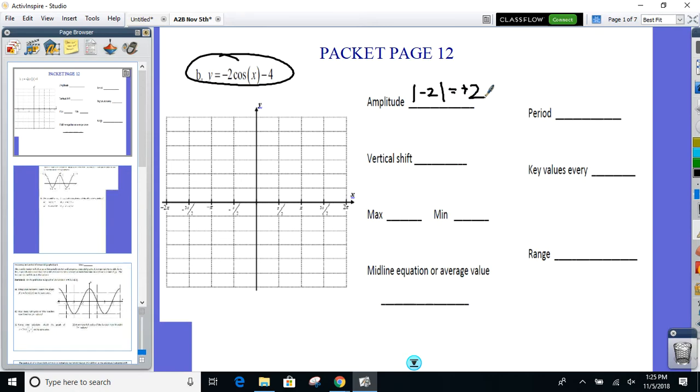Where am I shifting? Up, down, and how many? Down 4. -4 tells me I'm going down 4. Plus would tell me I'm going up. So down 4 units. I'm going to skip around now.